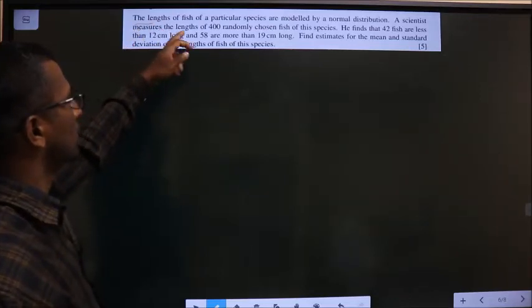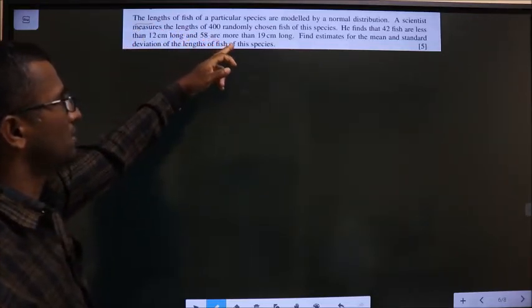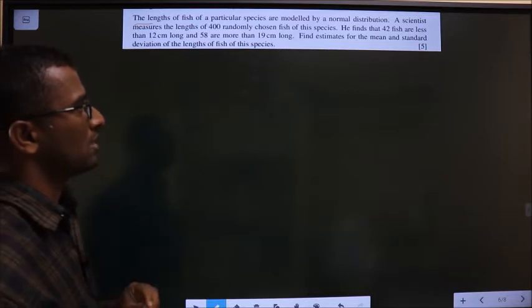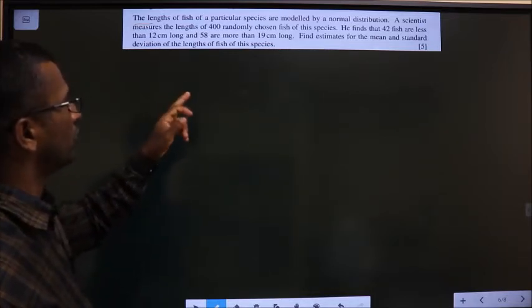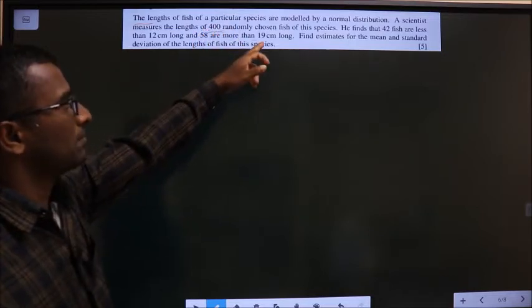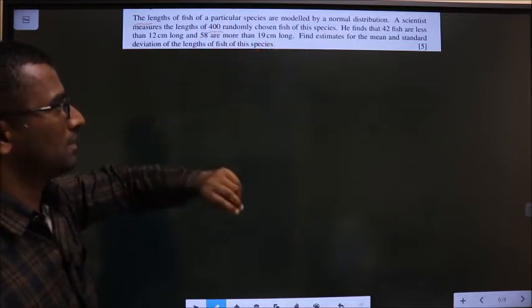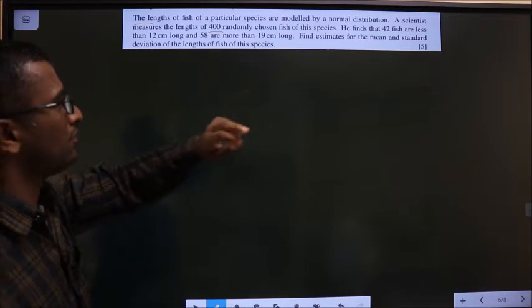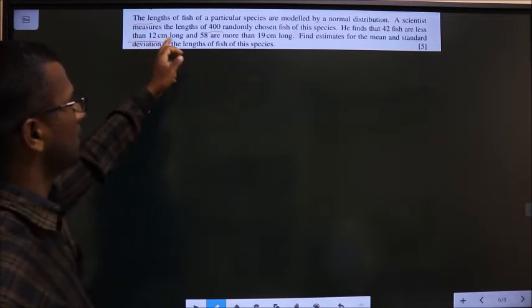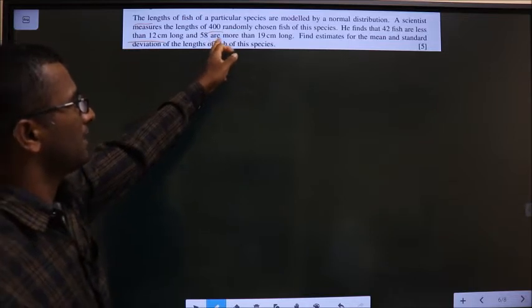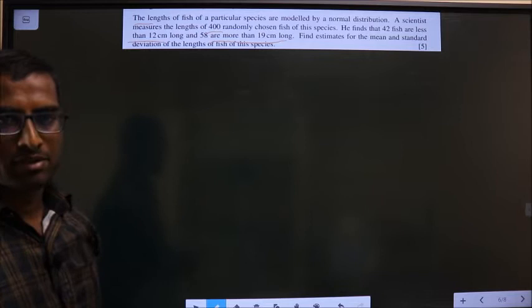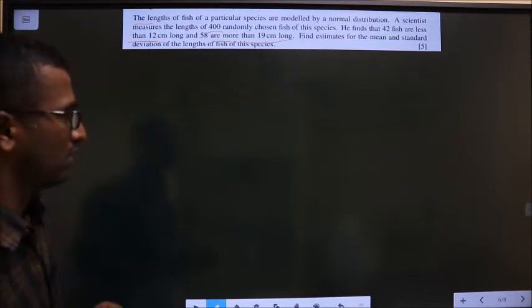The lengths of fish of a particular species are modeled by a normal distribution. A scientist measures the lengths of 400 randomly chosen fish of this species. He finds that 42 fish are less than 12 centimeter long and 58 are more than 19 centimeter long. We have come across information, so let us make a note.